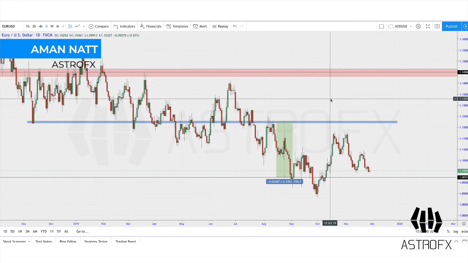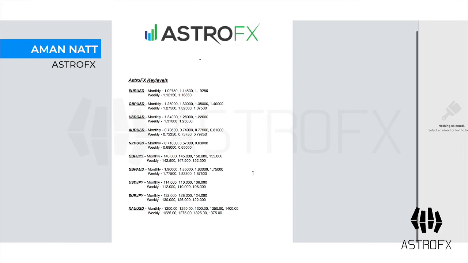Now, as promised, if you guys want, take a screenshot of the next thing. These are our levels that AstroFX have used, and there are lots of the major currency pairs, including gold, that you can go ahead and rip your monthlies off. There's your weekly levels as well given to you. So as you can see, GBP USD, nice round numbers. USD CAD, nice round numbers. Aussie dollar, nice round numbers.